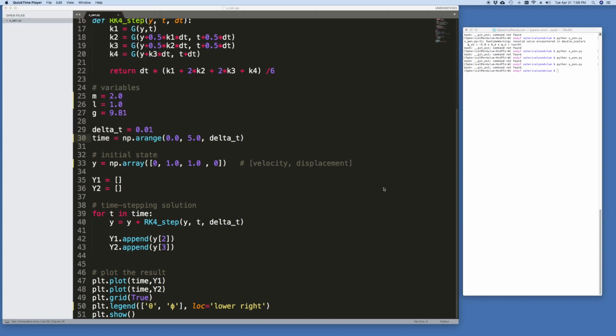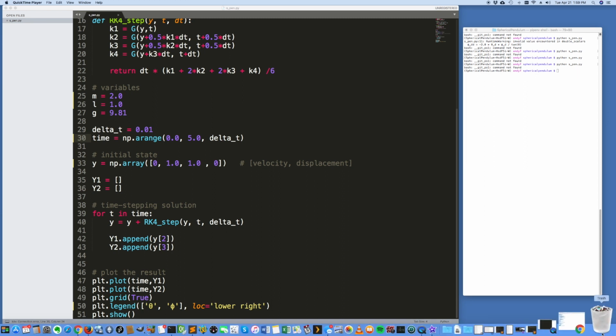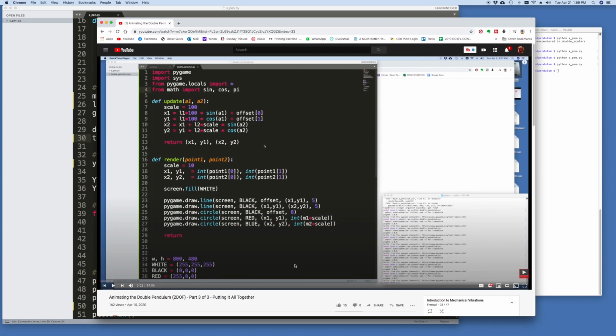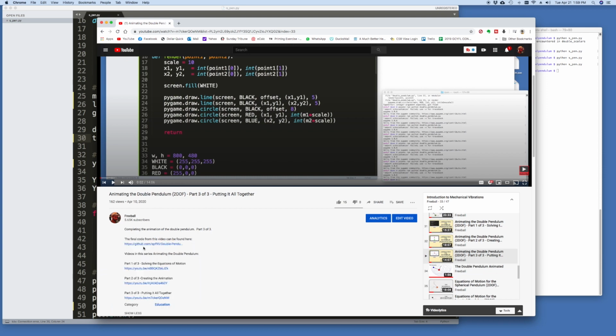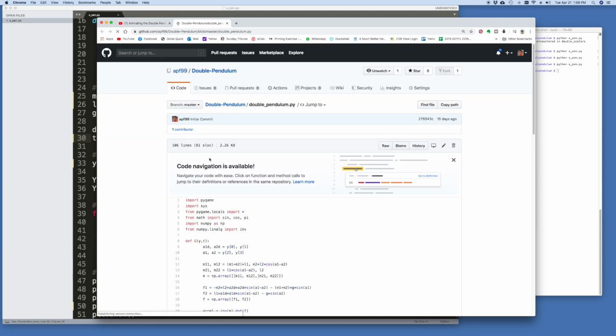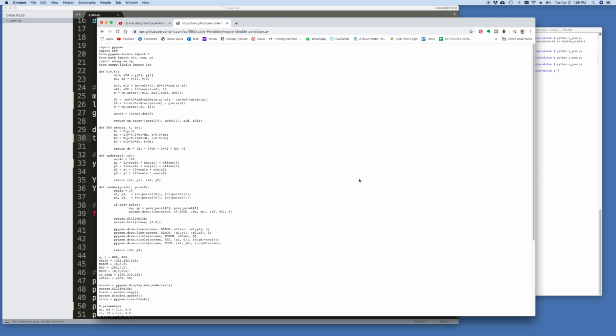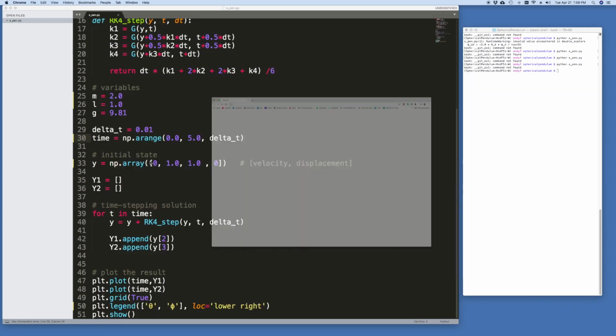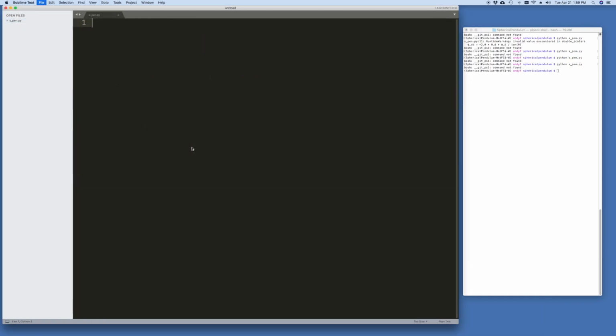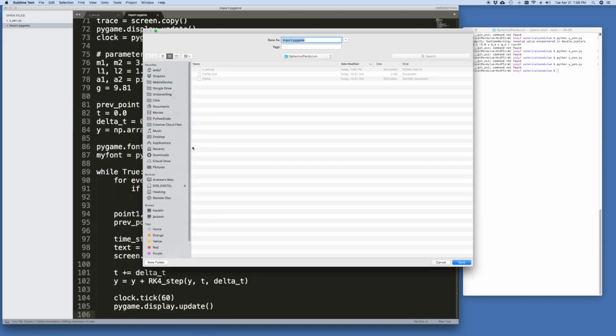Okay, we now have the results, and all we need to do is now modify the animation to make this work. I'm going to borrow a piece of code from before when we animated the double pendulum. Here is that code, and if I scroll down to the details, I can get the GitHub link, and I just want the raw version of this. Copy it and paste it into a new document. I'm going to save this, and I'm going to call it spherical pendulum.py.